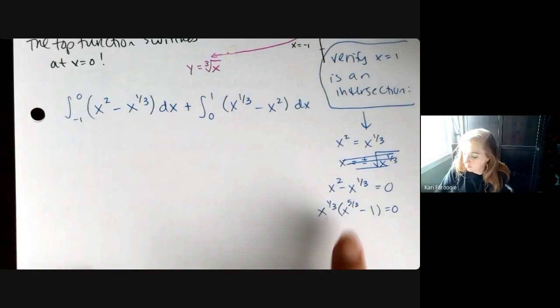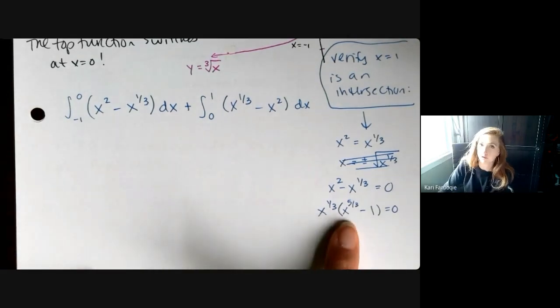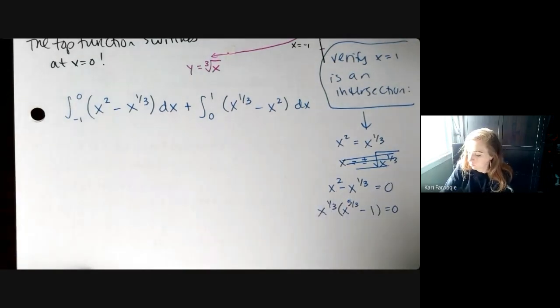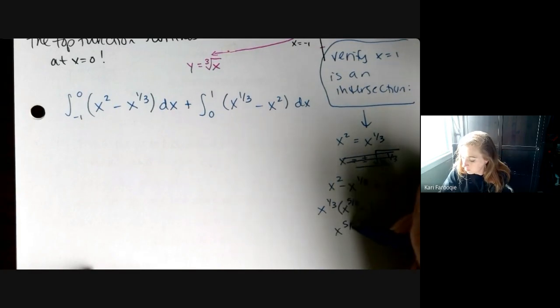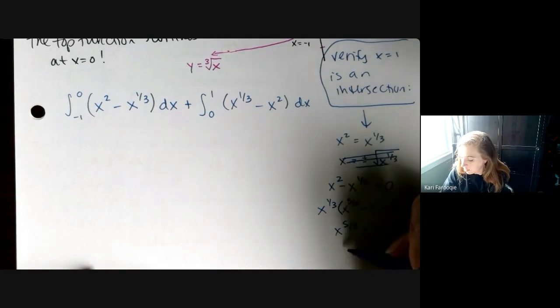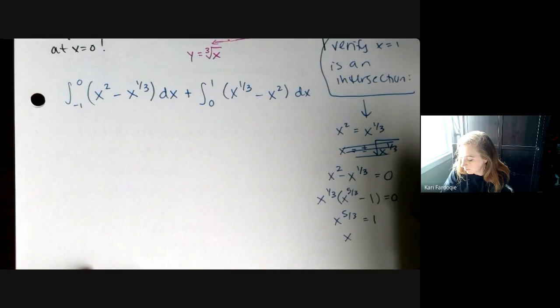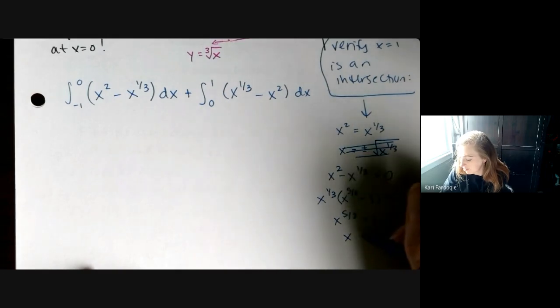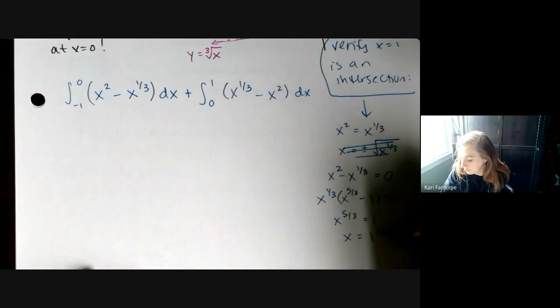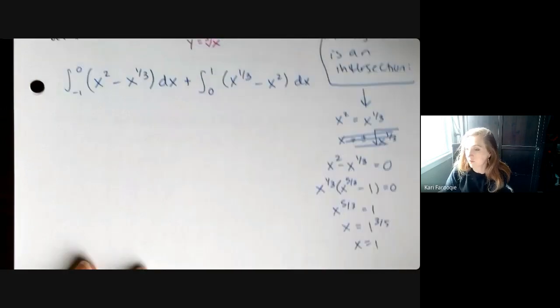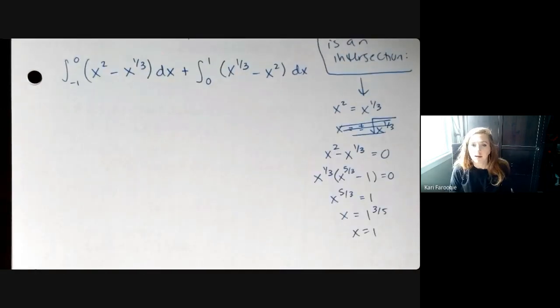Remember, when you're multiplying with the same base, you add the exponents. 1/3 plus 5/3 is 6/3, which is 2. And then you would get x to the 5/3 equals 1. And take both sides to the 3/5 power. And you get x equals 1. So it is an intersection.